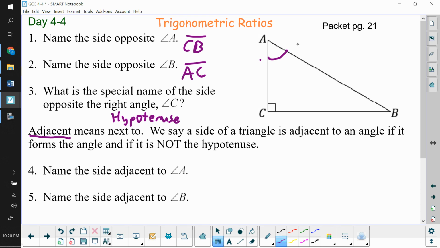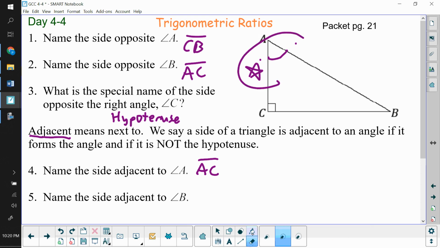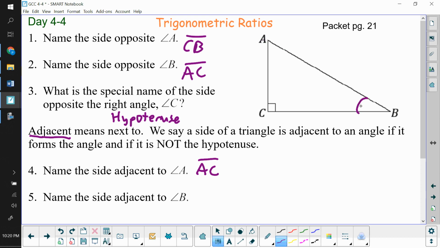There's two sides that are adjacent to it, two that are next to it. Well, the AB is already called the hypotenuse. So therefore, we would consider AC to be the adjacent side to angle A. If we move down to angle B now, from angle B, there's two sides that are next to angle B. But again, AB is already considered the hypotenuse, so we would consider CB to be the one that is adjacent to angle B.